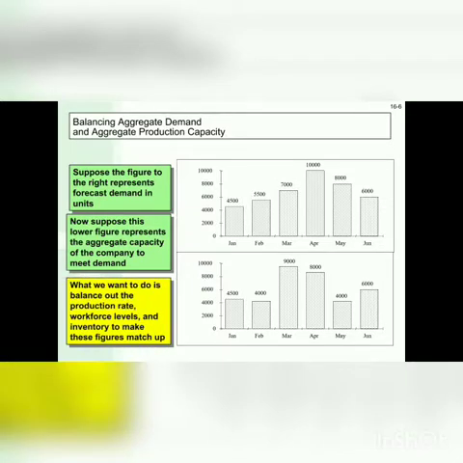What we want to do is balance out the production rate, workforce level, and inventory to make these figures match up. Our primary objective here is to match up these figures, because we have to meet the demand which is forecasted according to month, and we have to produce accordingly to meet the market demand.